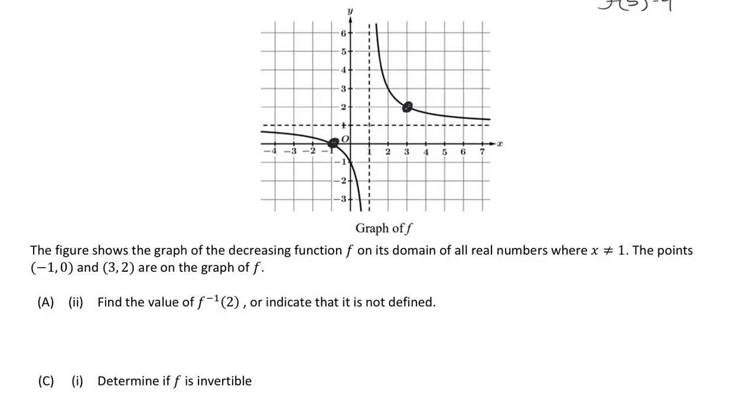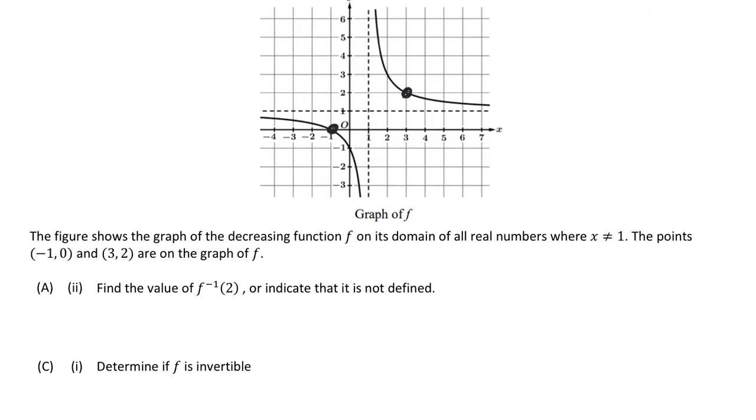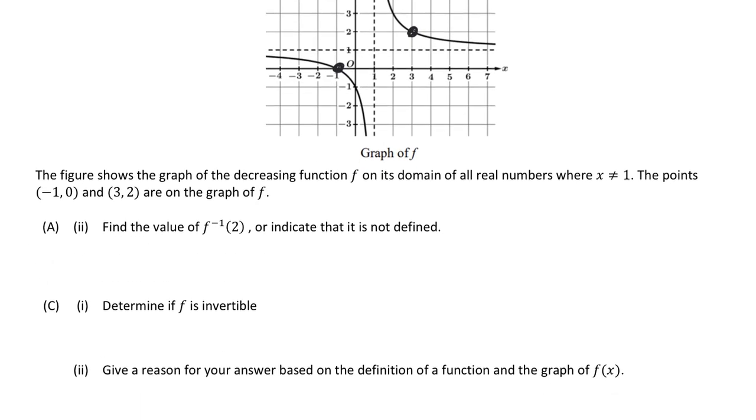Now for part A, number 2, it says find the value of f inverse of 2, or indicate that it is not defined. F inverse of 2. Remember this is now an output, f inverse of 2. So we go for the output is 2. What's the input? 3. Very nice. So we say f inverse of 2 is equal to 3. The end. That's a point.